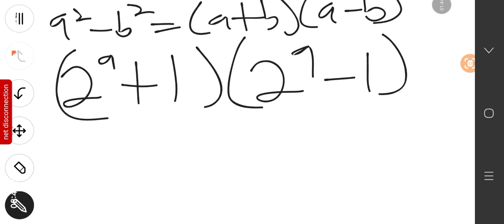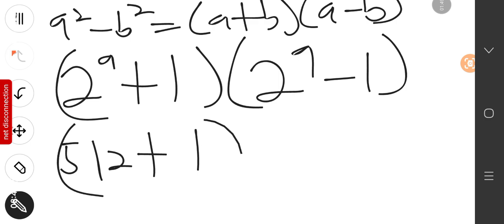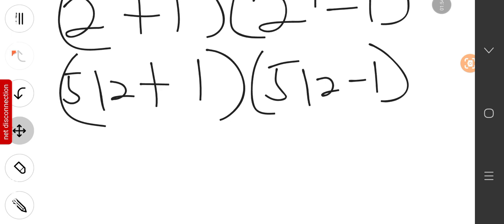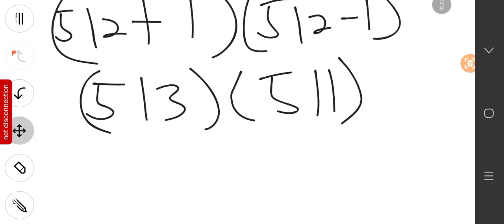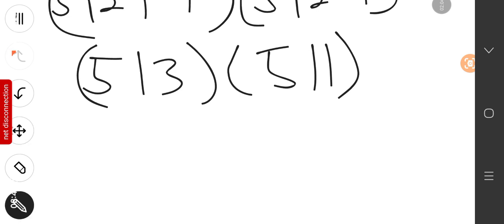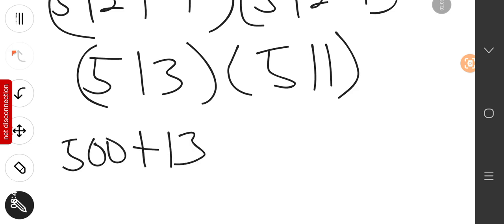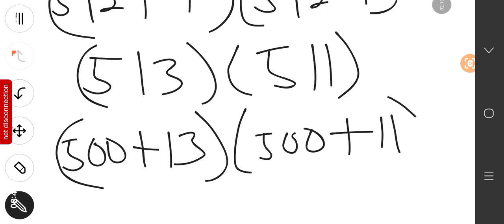All right, so 2 exponent 9 gives us 512. So we have 512 plus 1 and 512 minus 1, so we are going to have 513, and here we have 511. Now let's expand this. Now 513 can be written as 500 plus 13. Note we have been asked to expand this without using a calculator. Now 511 can be written as 500 plus 11.